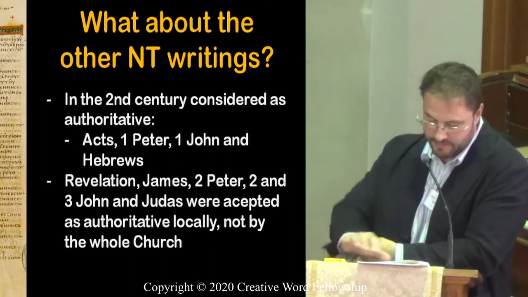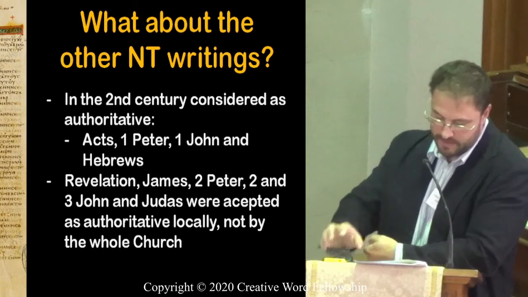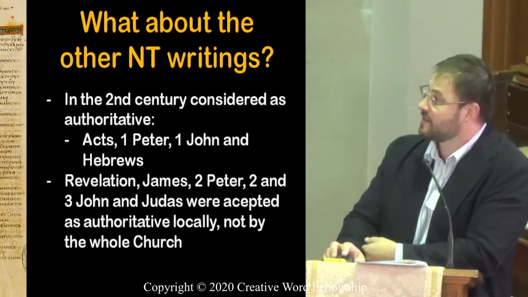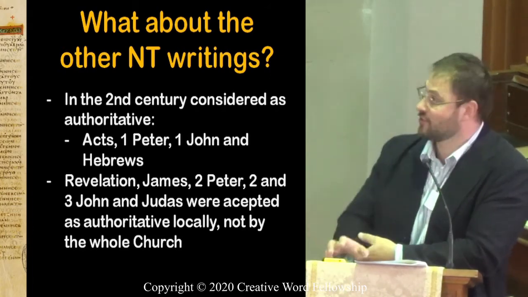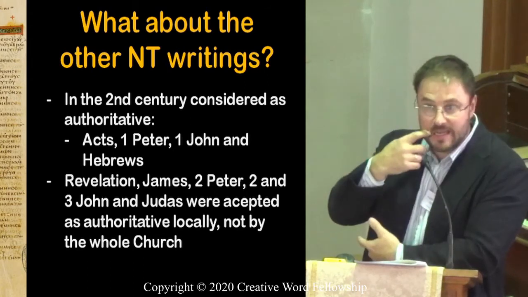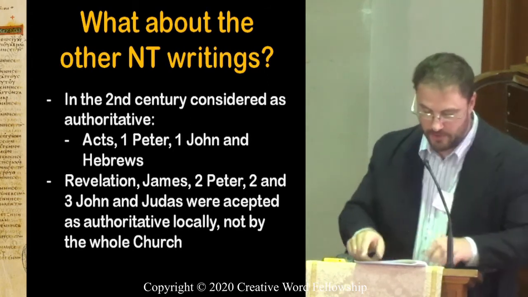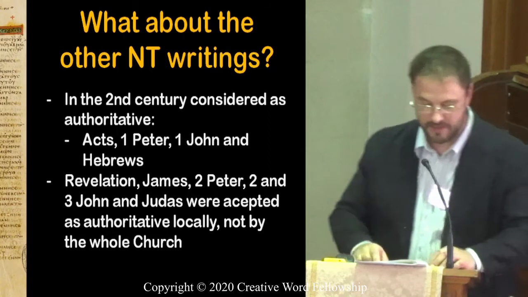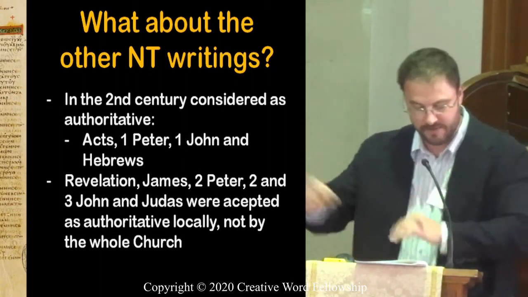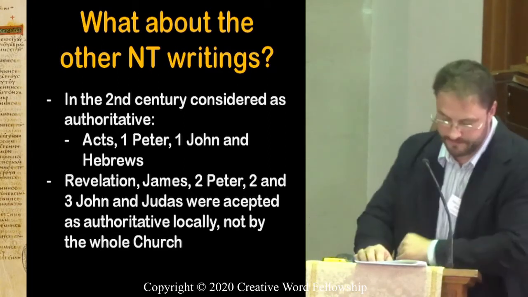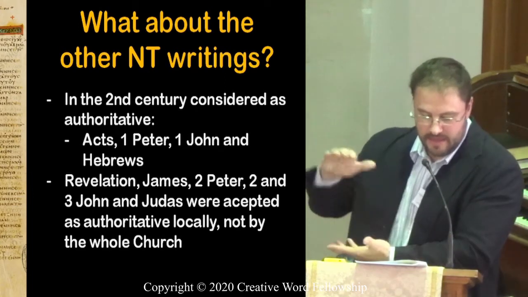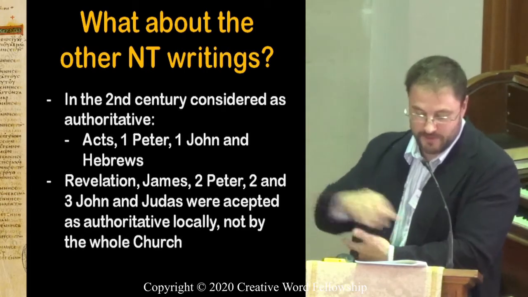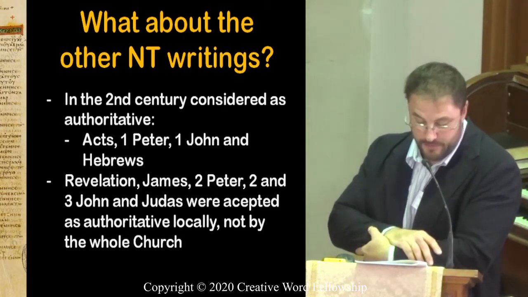Revelation, James, 2nd Peter, 2nd and 3rd John and Jude were accepted as authoritative locally, not by the whole church in the first centuries, and only gradually, by the 4th century, did they make their way into the canon. But again, in the early church they were never considered equivalent in authority with the Gospels or Paul's letters.